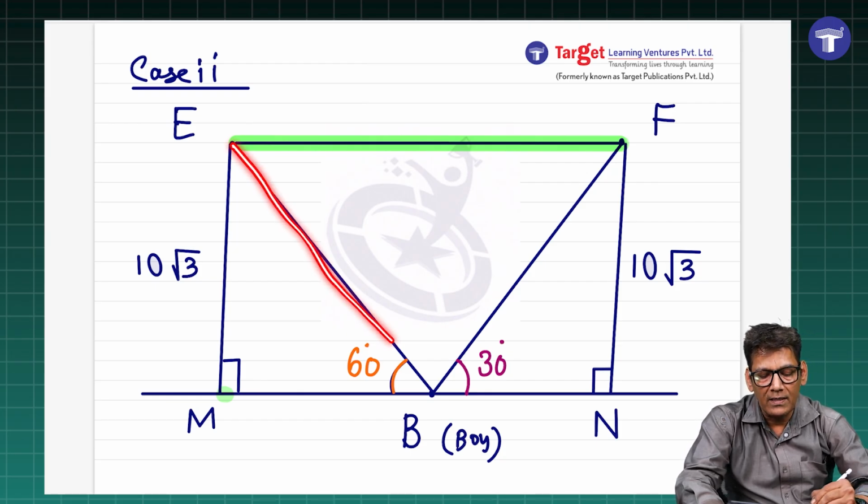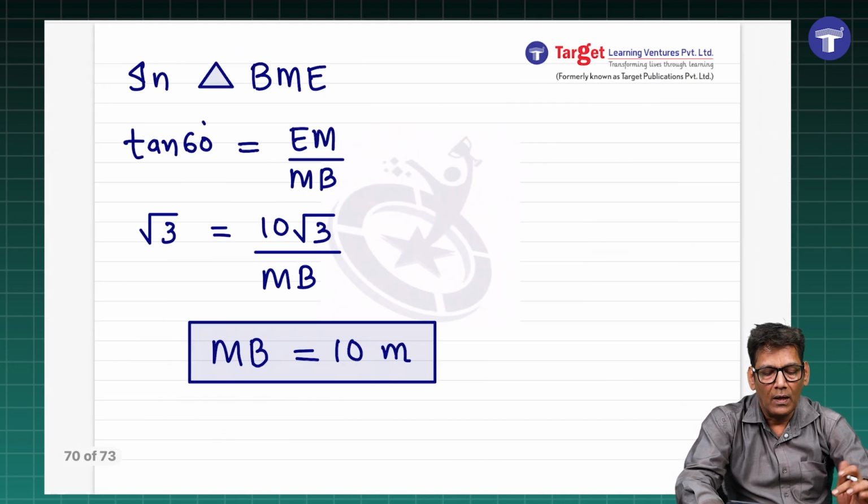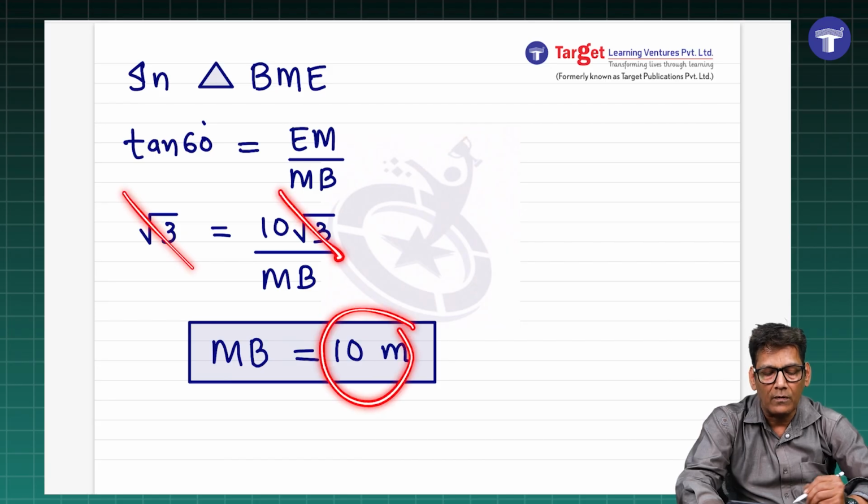Then we use tan 60 in triangle BME. So tan 60 is opposite side upon adjacent side. So tan 60 is EM upon MB. Root 3 is equal to 10 root 3 upon MB. Cross multiply, root 3 gets cancelled, MB is 10 meters.